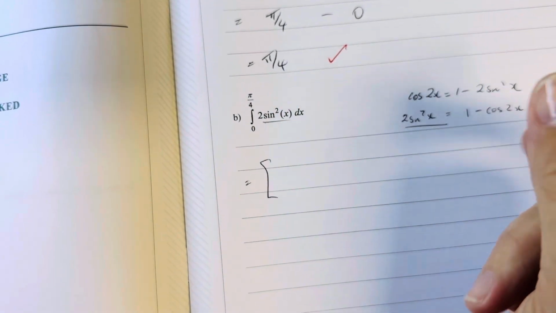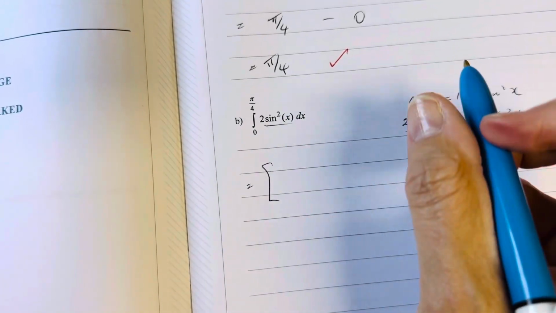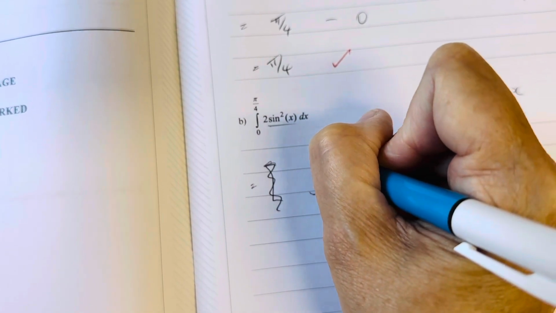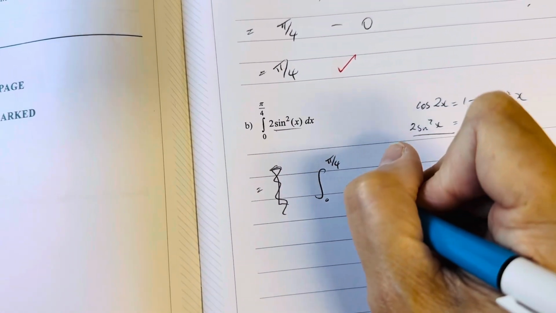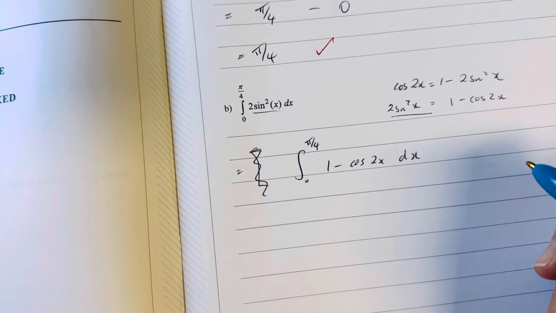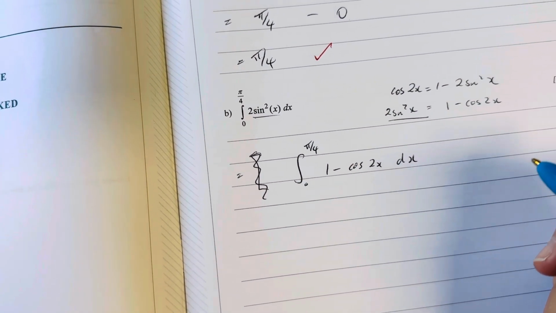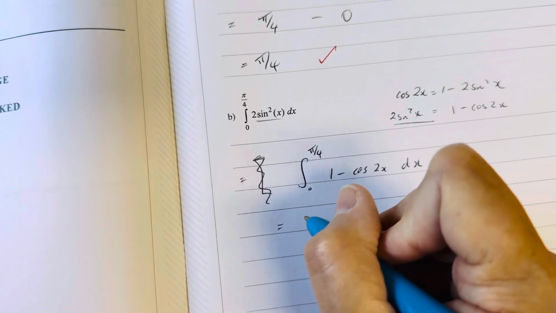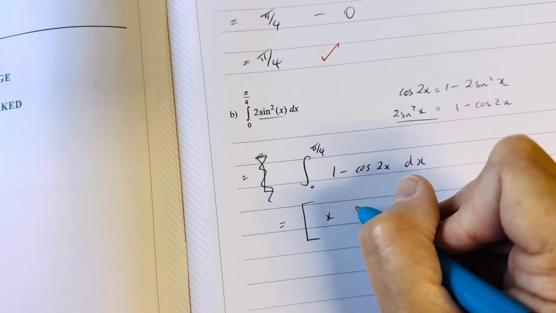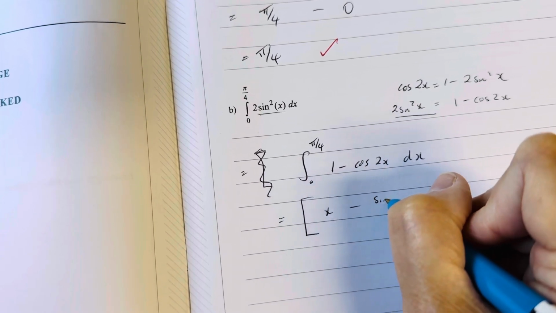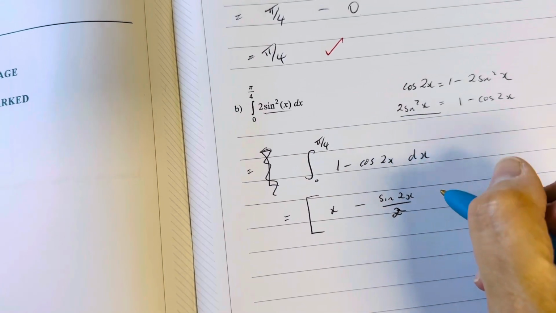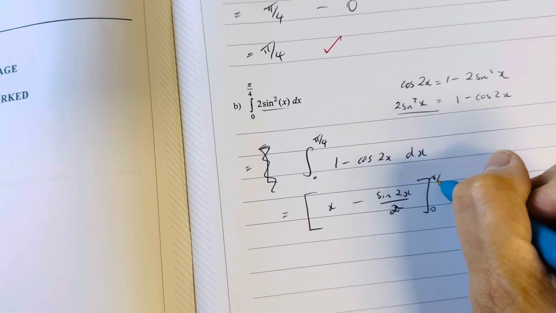So my integral from 0 to pi on 4 is 1 take cos 2x dx. So I've applied that substitution in. Now I integrate it. 1 integrates to x. Cos goes to sine 2x over 2 because we divide, from 0 to pi on 4.